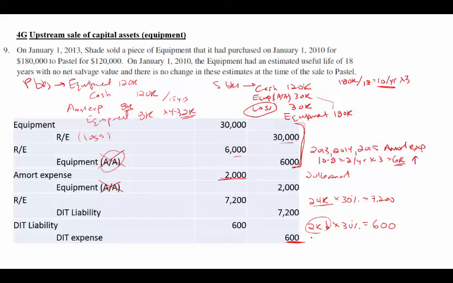So we have to figure out the total amount we've impacted profit net of tax. So we had our 30,000 offset by the 8,000, or the 6 plus 2. We have the 7,200 was our prior year DIT, and we have the 600 offsetting that.